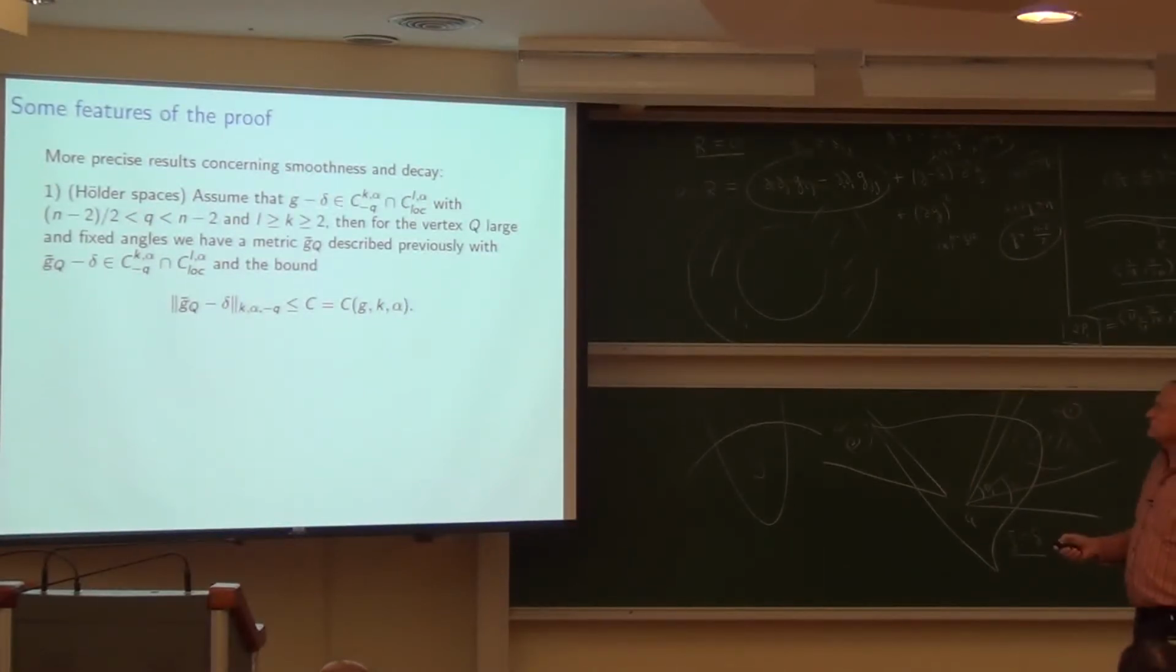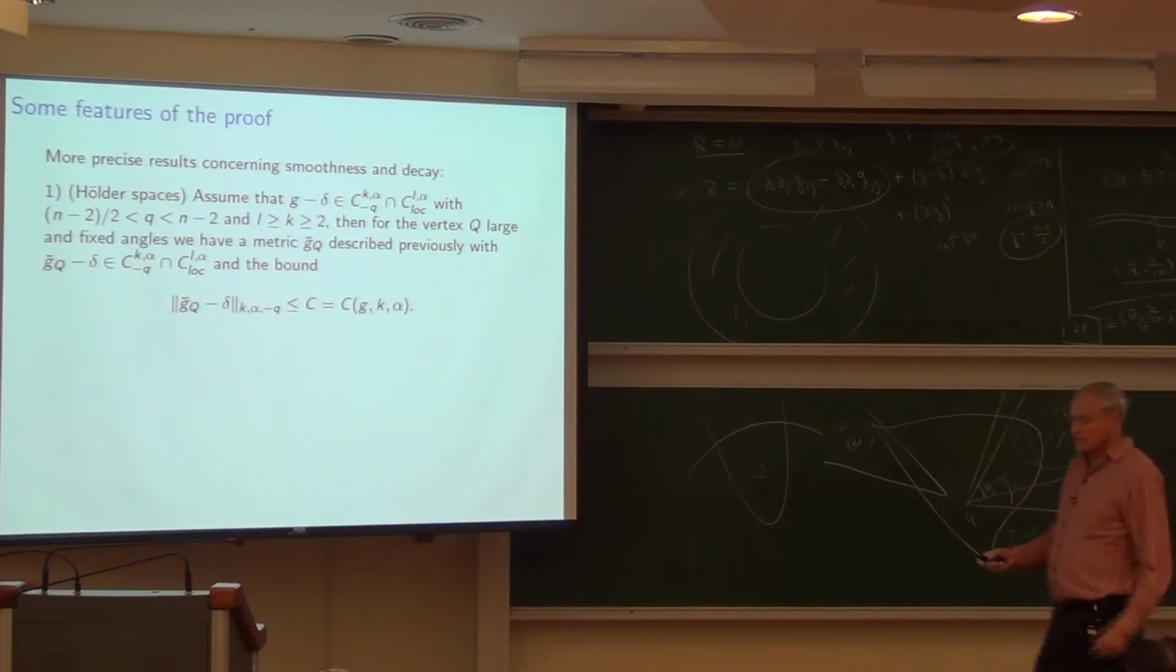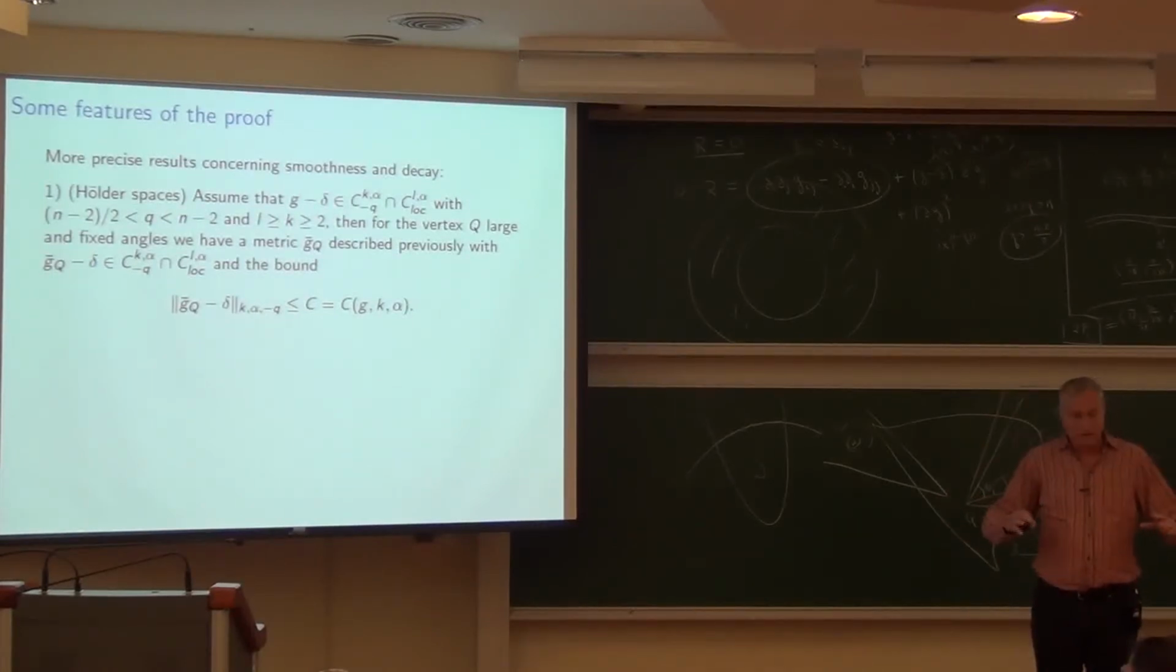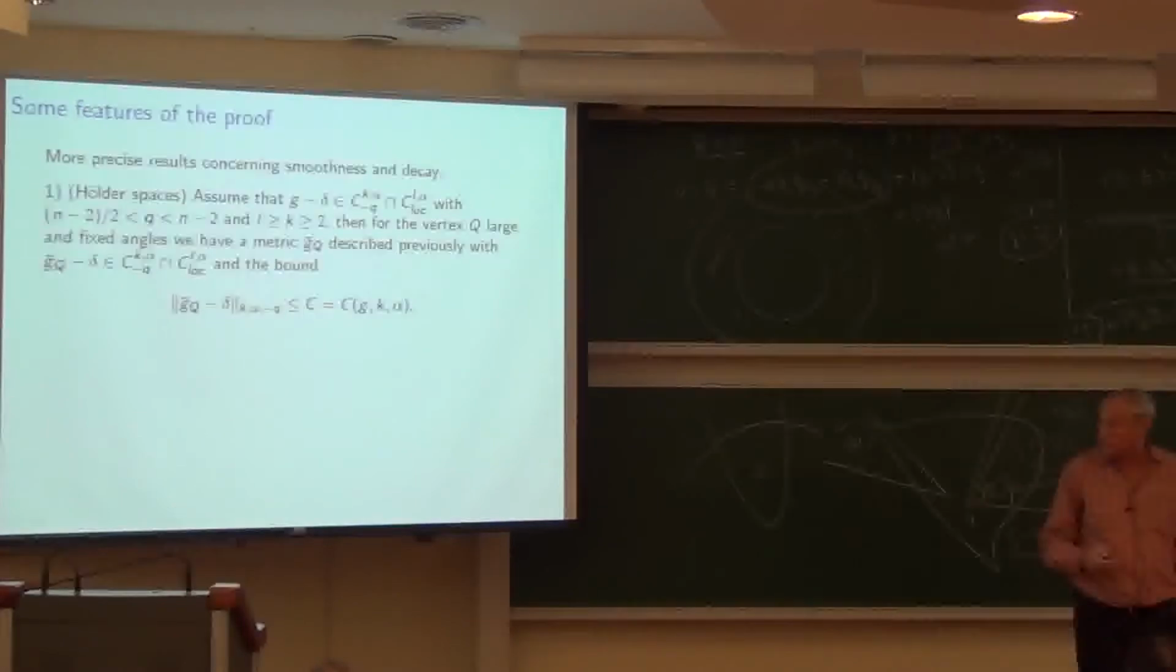So if we assume g minus the Euclidean metric has k plus alpha derivatives in the interior, where alpha is the Hölder coefficient, and it decays like x to the minus q, with k plus alpha derivatives decaying, and q is in that range and k is bigger than it decays at least 2, then in fact you can do this construction precisely in this space. So you can keep the same decay at infinity, the same number of derivatives decaying, and you can also keep whatever smoothness you have in the interior.